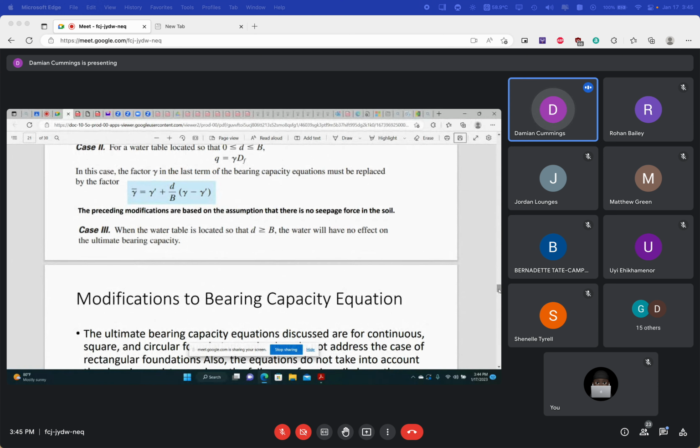All right, and case 3, if the water table is located some distance D that is greater than or equal to B, the water will have no effect on the ultimate bearing capacity.